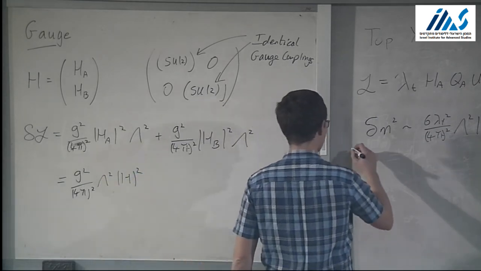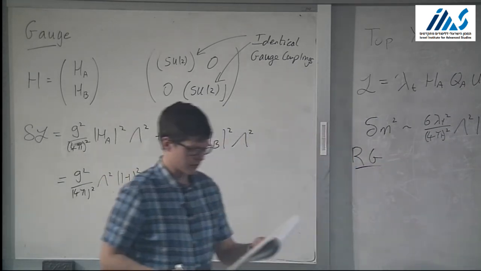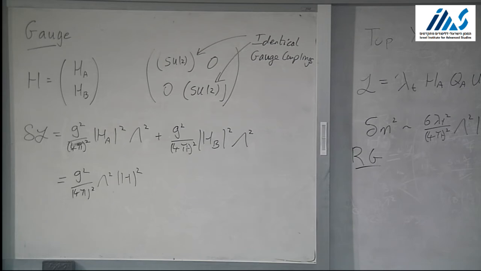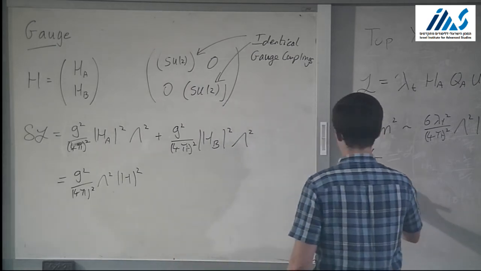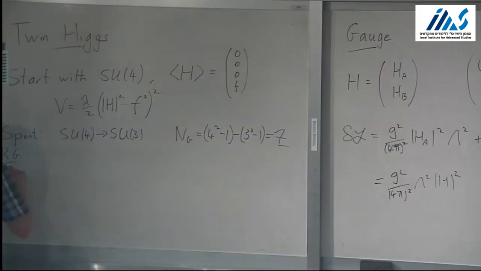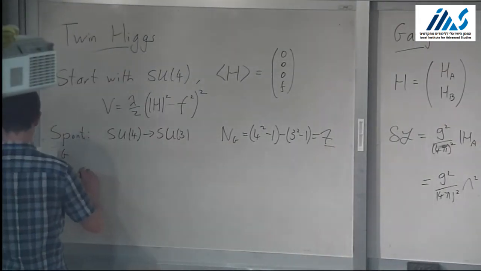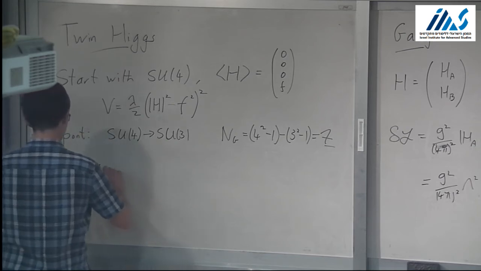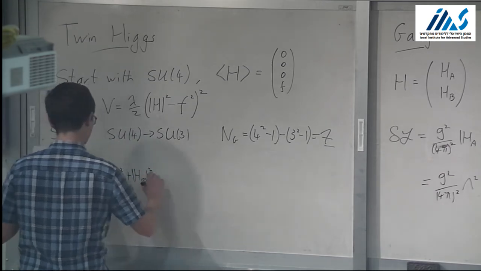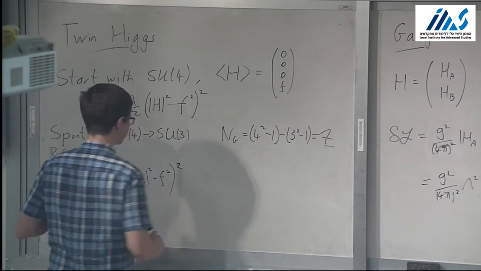This is why the question about RG evolution was so pertinent. Because what we need, if you think about it, when you study this potential here, this is a 4-plet. So this is like HA, HB in a column all squared. So we can write it out, maybe I should do this over here, actually. So this is looking like V equals lambda over 2 times HA squared plus HB squared minus F squared, all squared.